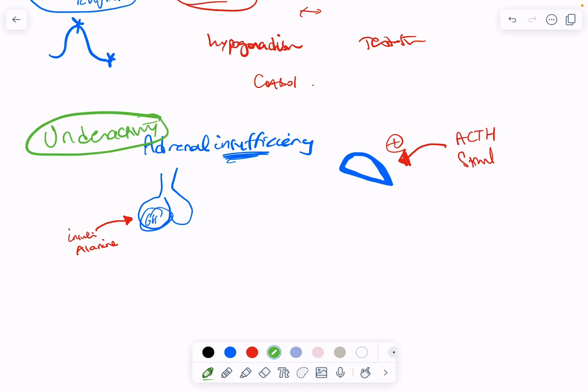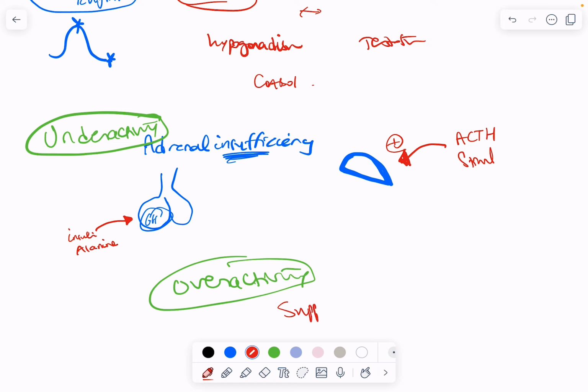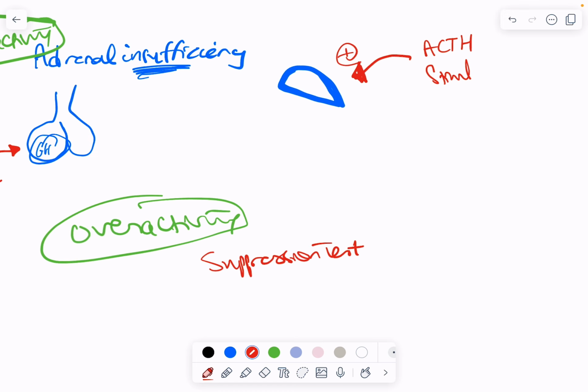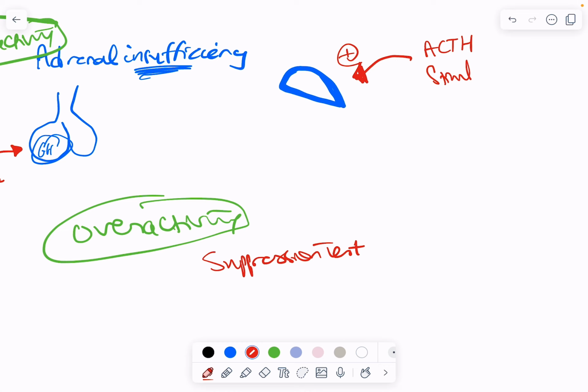How about if I'm suspecting overactivity? You got it. You're going to do a suppression test, right? So let's say someone's having symptoms of Cushing, and I want to know whether this is from the pituitary. Is it going to be suppressed, or it's probably ectopic? So what I'm going to do is I'm going to give some high dose cortisol to stop what's going on and suppress the pituitary.